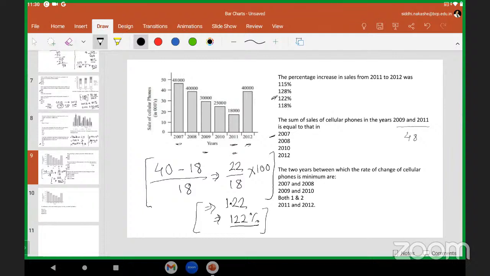Okay, so the next question, the 2 years between which the rate of change of cellular phones is minimum. So that means either it can be an increase or a decrease, and the rate at which it is changing has to be minimum. So 2007 and 2008. If you look at this number, here the change is of 8,000. So we'll consider the base value as 48,000, because the change starts from 2007 and ends in 2008.